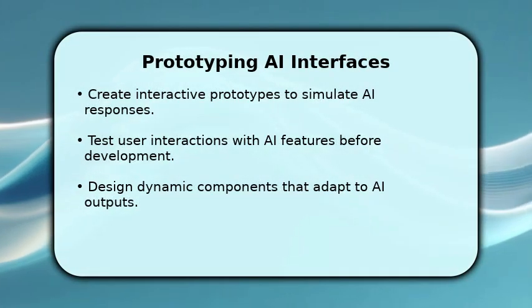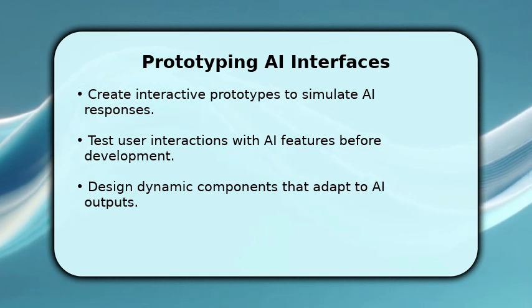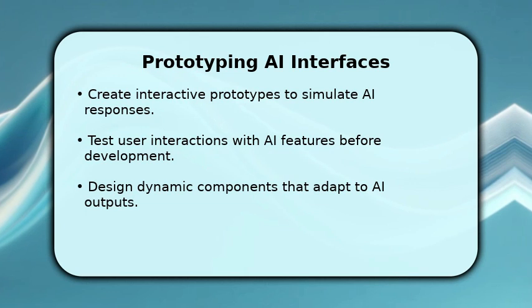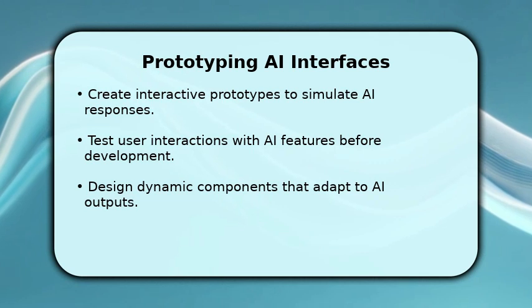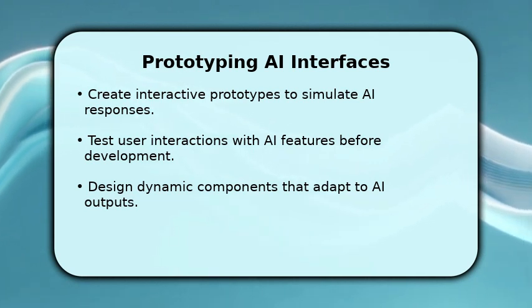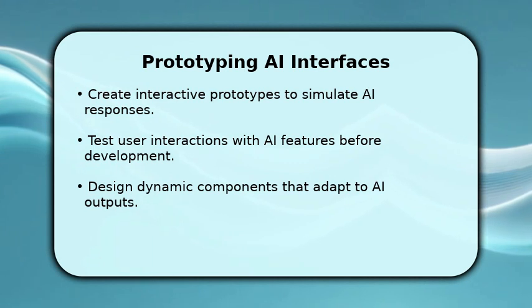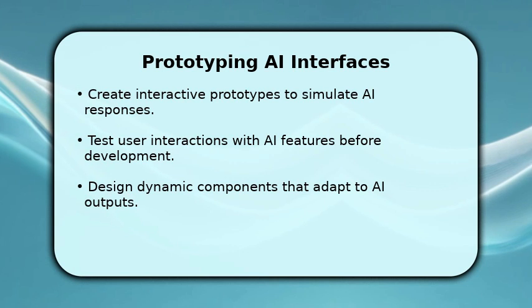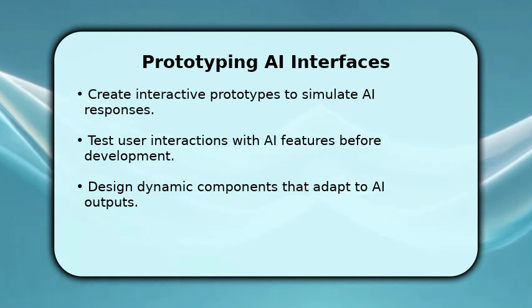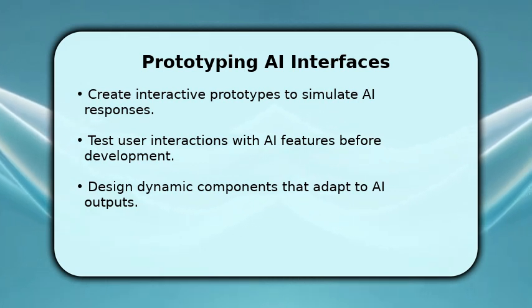Prototyping is a cornerstone of effective AI design in Figma. You can build interactive prototypes that simulate how your AI will respond to user input, allowing you to test and refine the experience early on. This includes designing dynamic components that can adapt based on AI outputs, such as personalized recommendations or conversational agent responses. Testing these interactions with real users provides invaluable feedback, helping you iterate and improve the design before any code is written, saving significant time and resources.